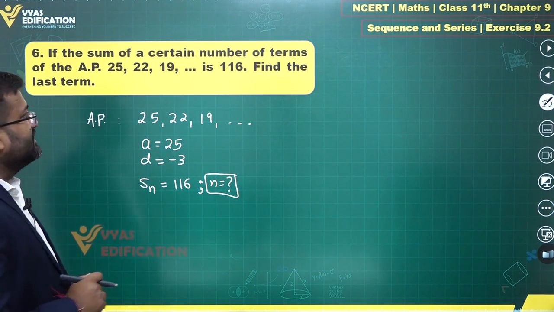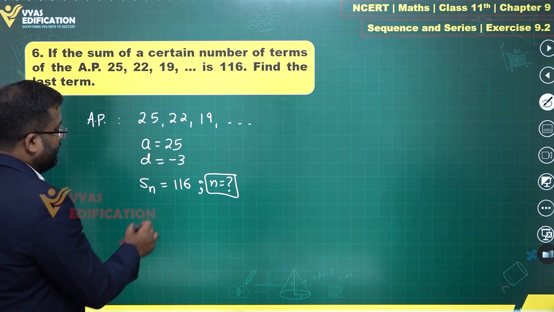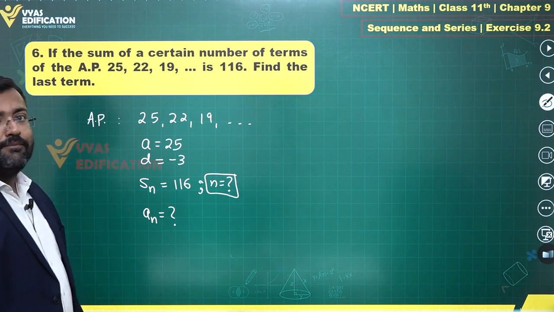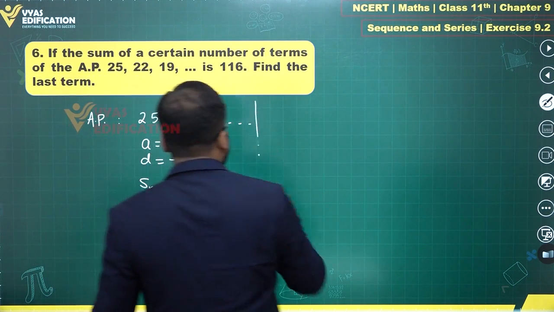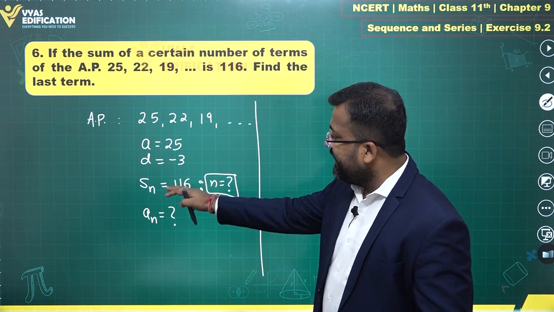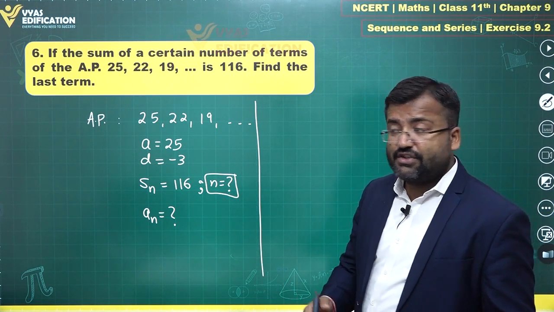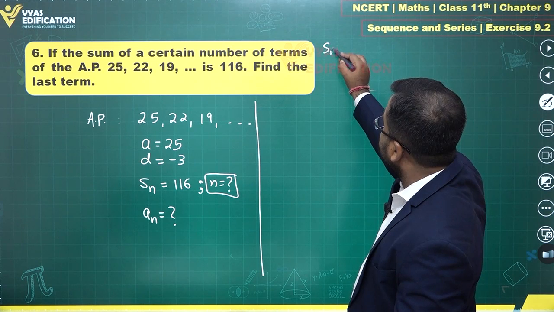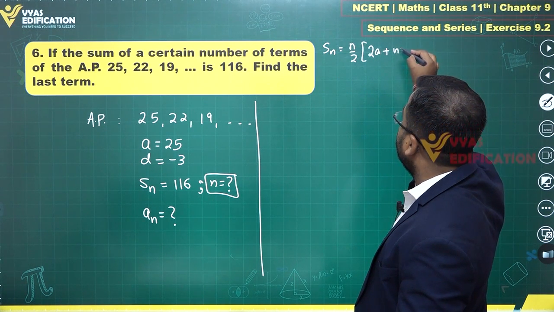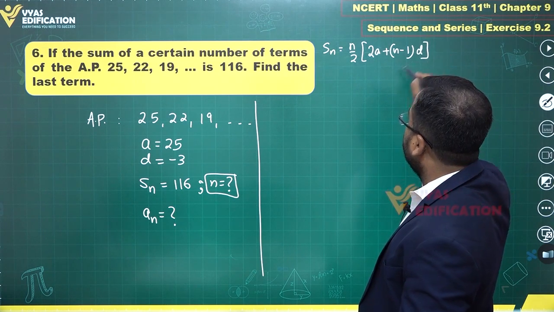But what are we asked? We are supposed to find the last term. An is equal to question mark. That is the main target. And for finding that, I have a, I have d, I have Sn. I'll find the value of n first of all. Use Sn is equal to n by 2 times 2a plus (n minus 1)d over here.